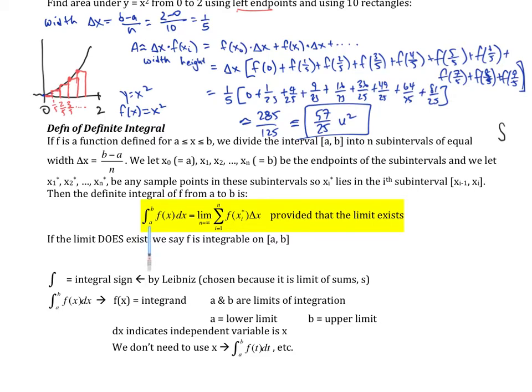The integral from a to b of f of x dx is equal to the limit as n goes to infinity of the summation of f of x sub i star times delta x, from i equals 1 to n. We're going to sum this up. So this is saying that when I sum up the infinite amount of rectangles, that is the definite integral, provided that the limit does exist. If the limit does exist, we say it is integrable on [a, b].